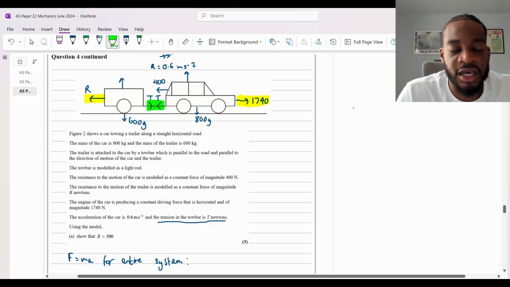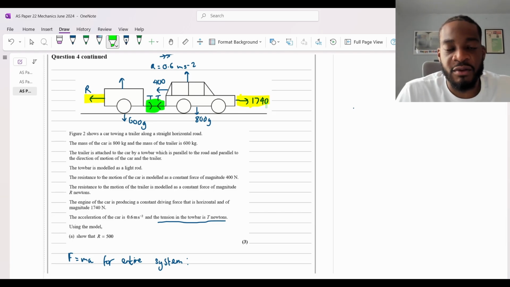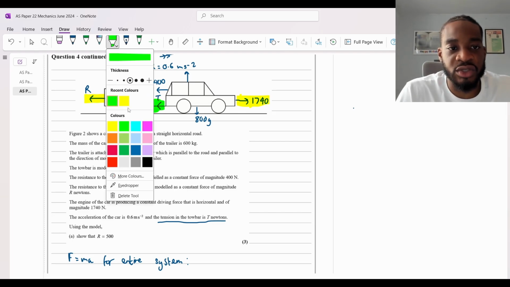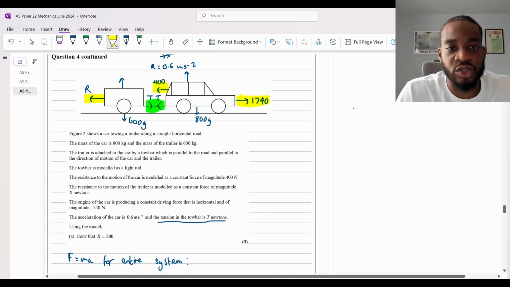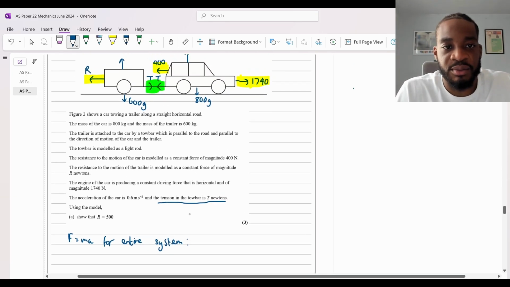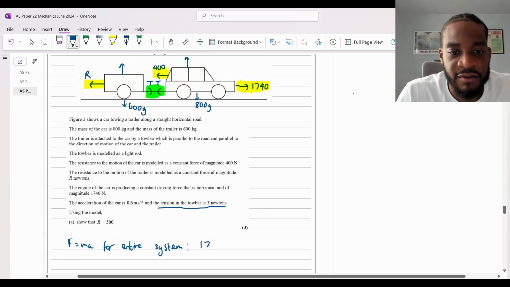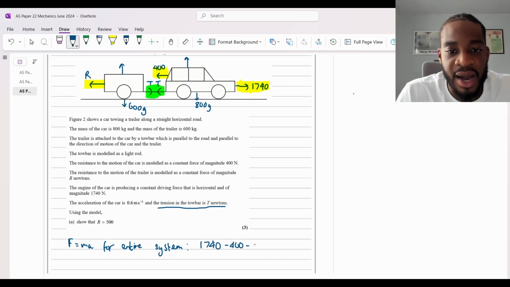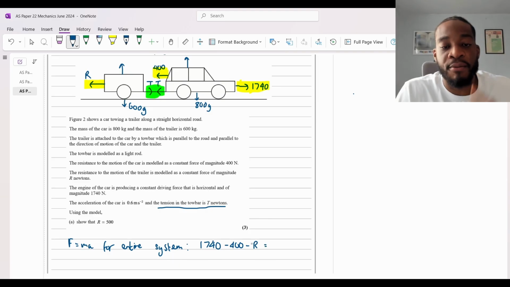So we're not gonna include that. So essentially, it's just going to be 1740 and R, and this force here as well, isn't it? This 400. So the F in F equals ma is literally going to be 1740 minus that 400 minus that R, and this is going to equal the mass of the object.